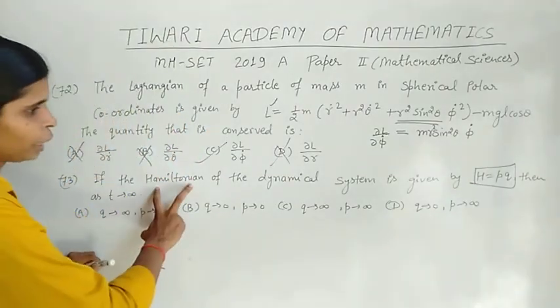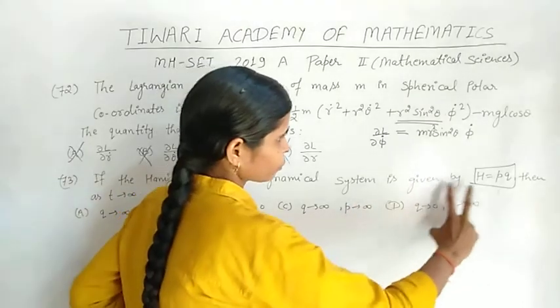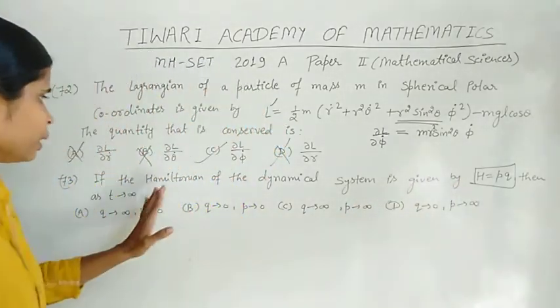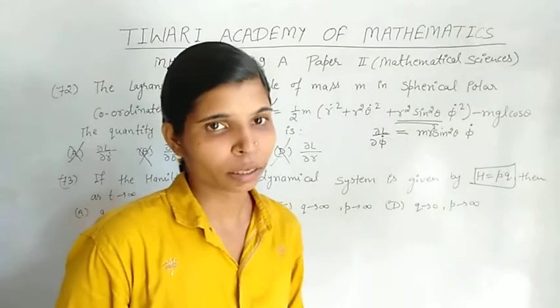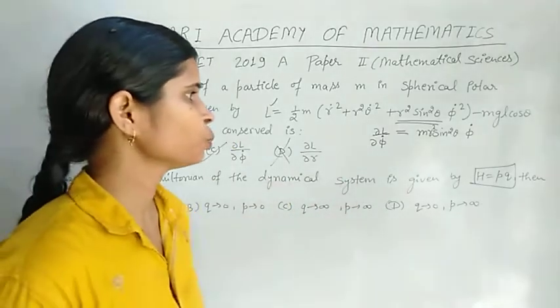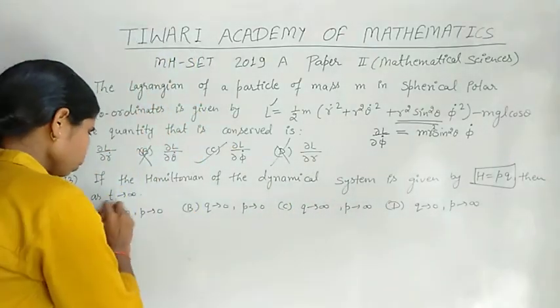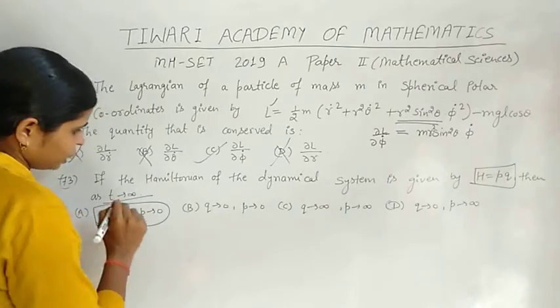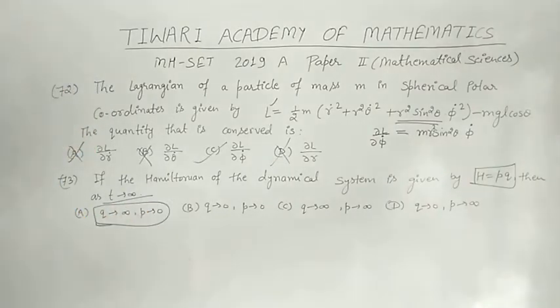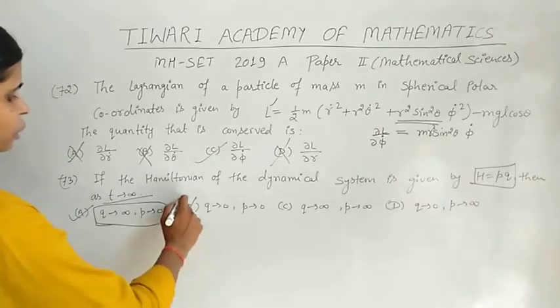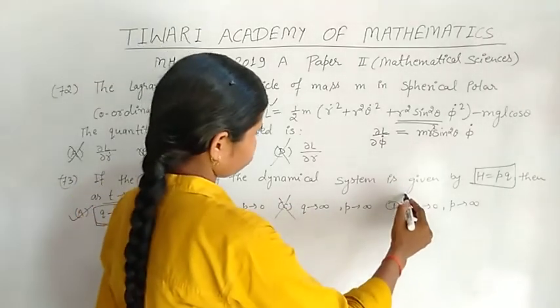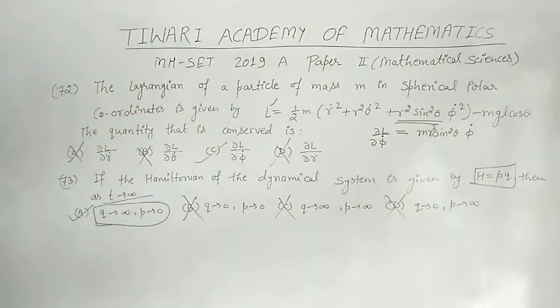We know that the Hamiltonian of the dynamical system is given by H equals pq, and this question is taken from the dynamics of a rigid body. If H equals p times q, then as t tends to infinity, q tends to infinity and p tends to 0. So option A is the true option. B, C and D are wrong options. Next we move on to question number 74.